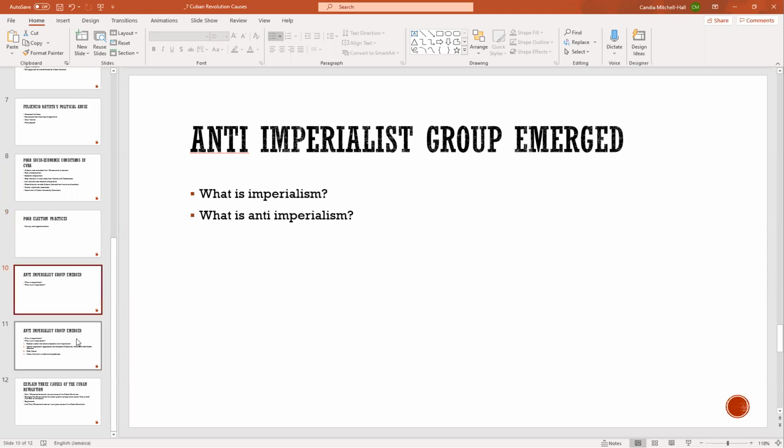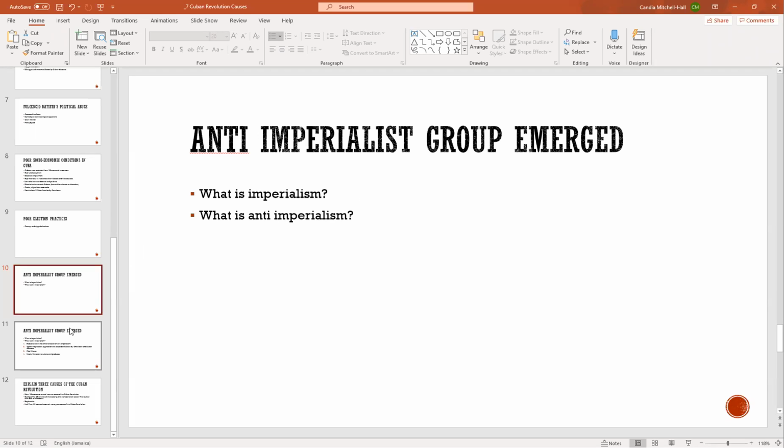A group that we cannot ignore, and I want you to define these two terms, imperialism and anti-imperialism, because I don't want you going to the exam and seeing the word imperialism. Imperialism is when one country controls another country. Anti-imperialism means that you don't want anybody to control your country. You should have full control of your country.